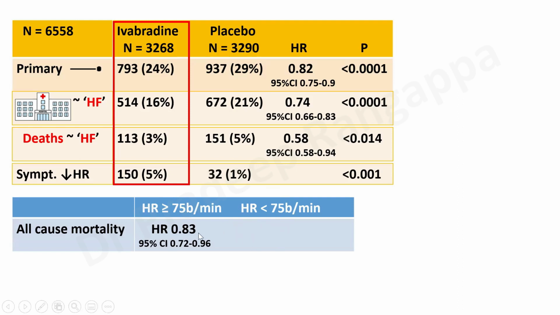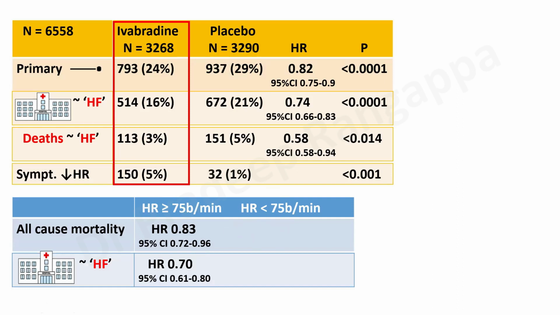Even with all-cause mortality, it was less where the heart rate was high. And even the hospitalization due to heart failure was found to be significantly less in patients who had a higher heart rate of more than 75 as compared to the group which had lesser heart rate. So which means to say the effect of this Ivabradine seemed to be more prevailing or present in patients with a heart rate more than 75 per minute.